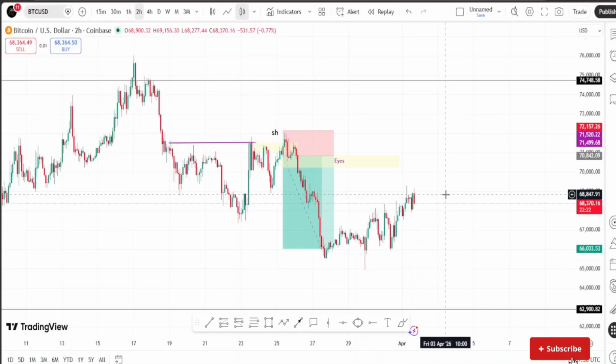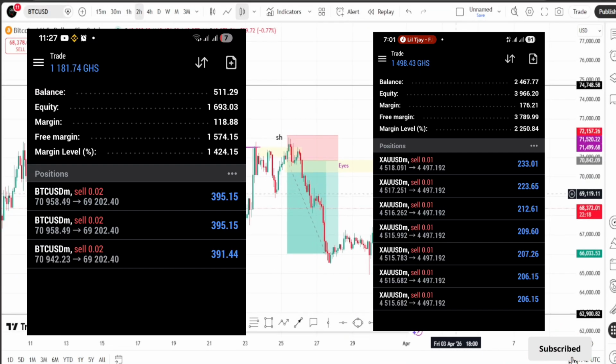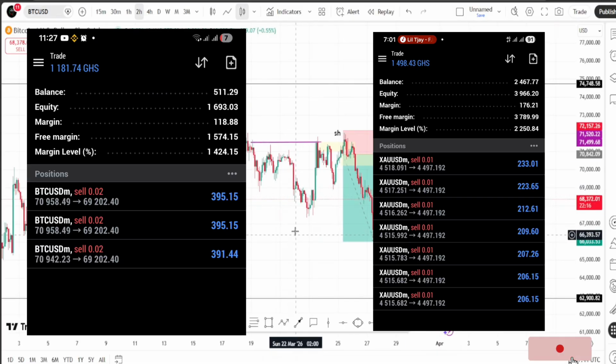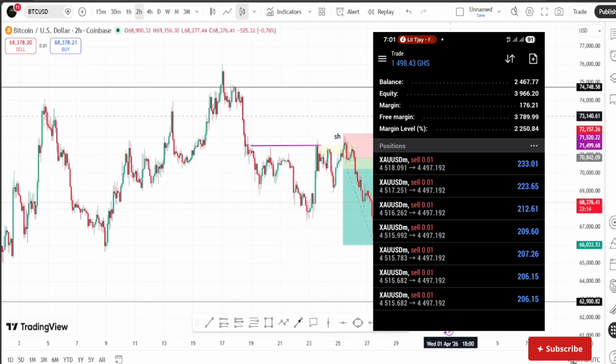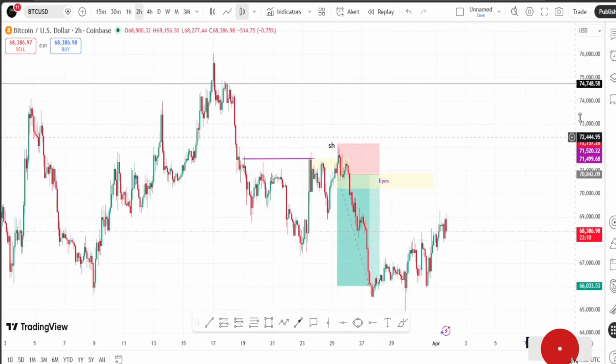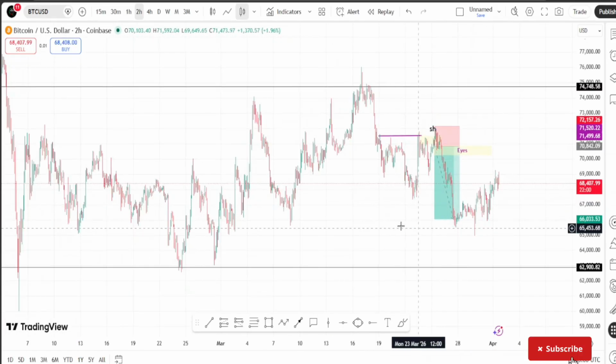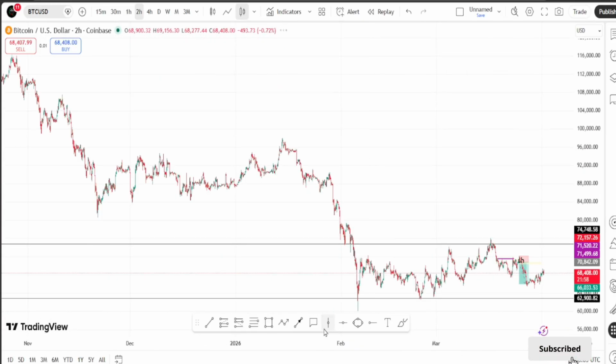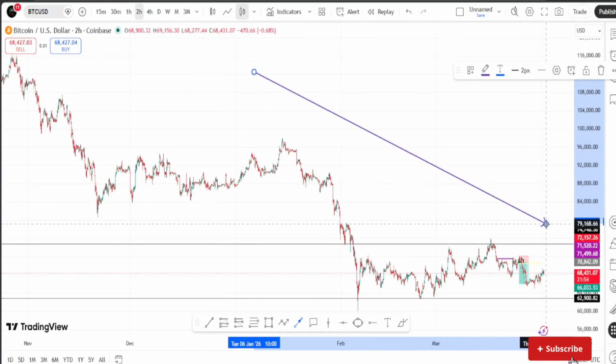I turned 500 cedis to 4,000 cedis in 2 days, and I'm going to show you how I did it using this setup, that is this strategy. All right, so first of all, you guys know how I trade with price action and SMC, so you can see the flow of the market. BTC has been dropping to the downside. When you look at the big picture, Bitcoin is dropping to the downside.